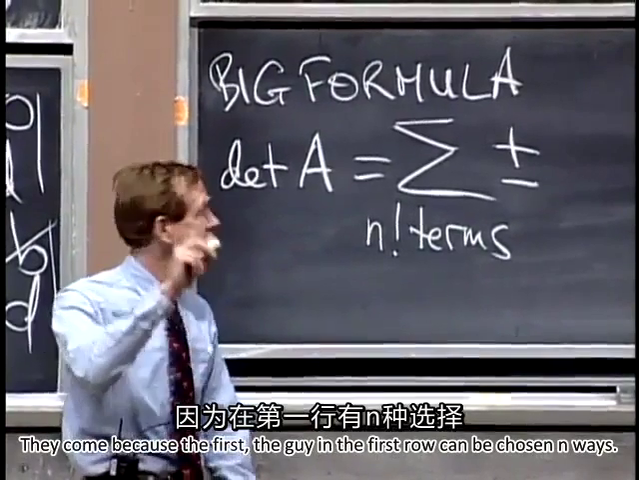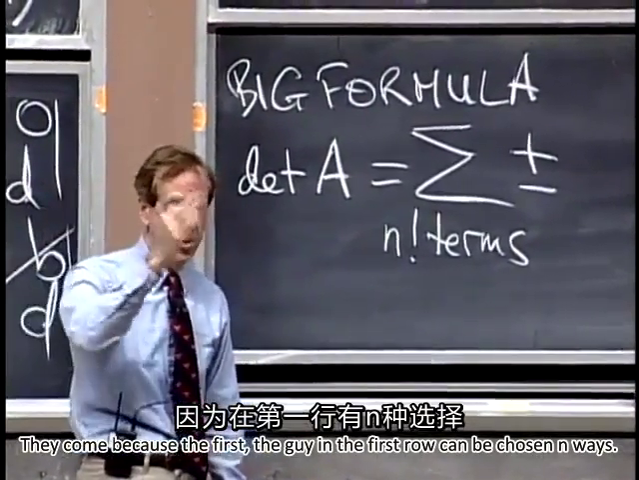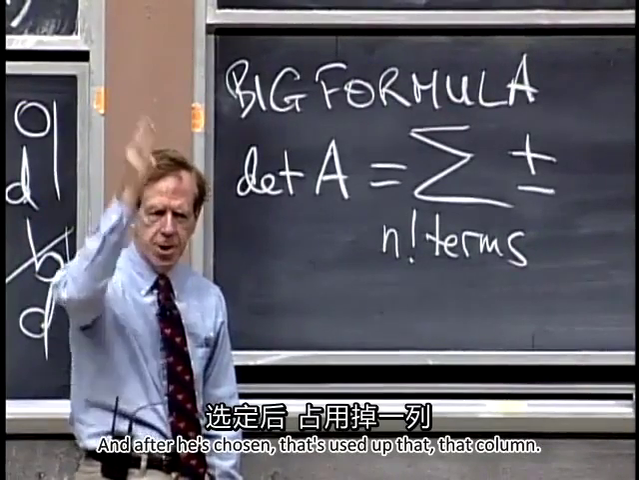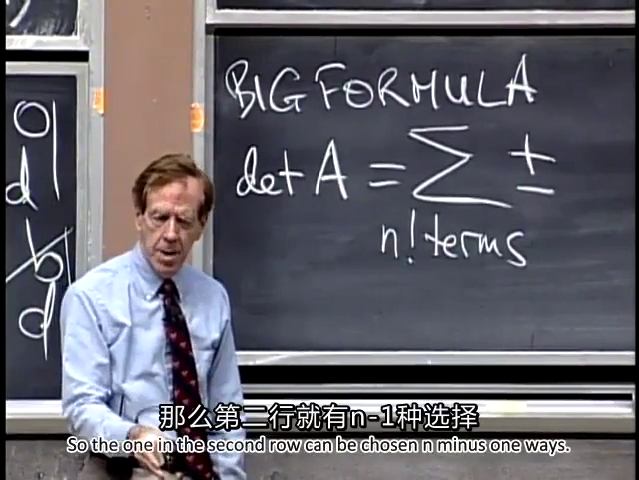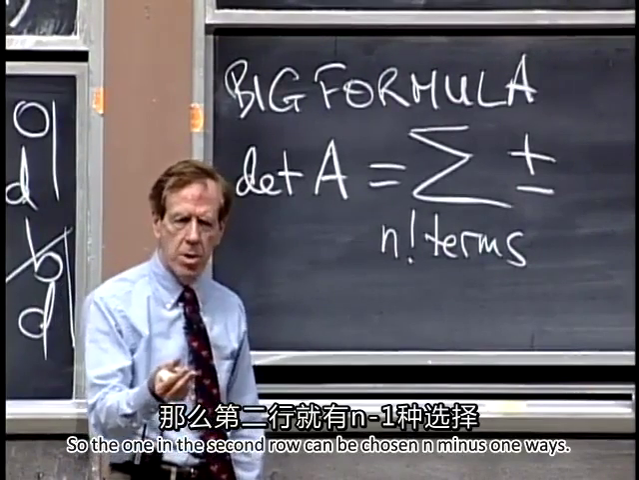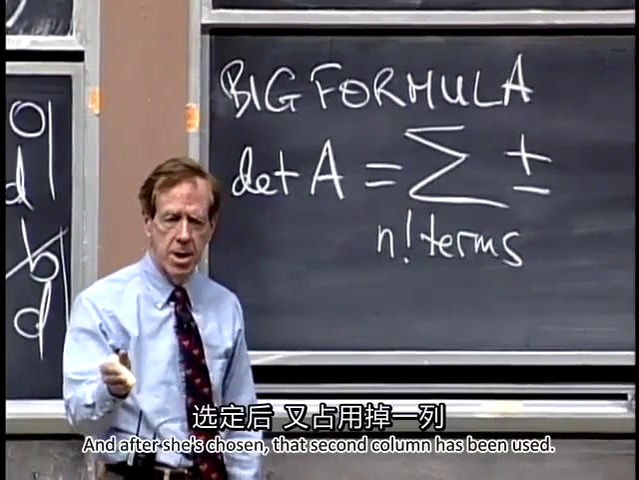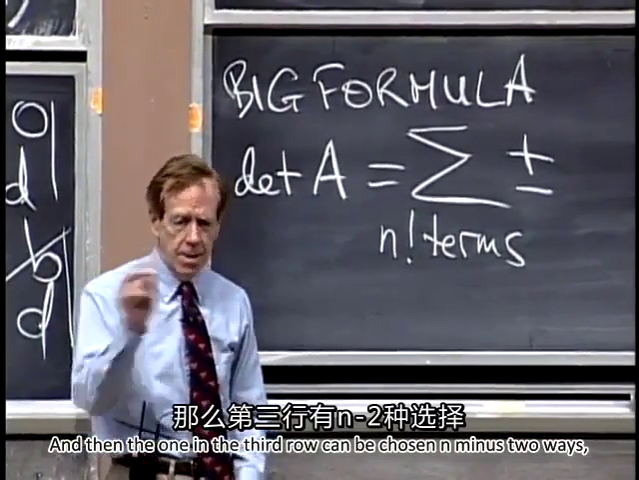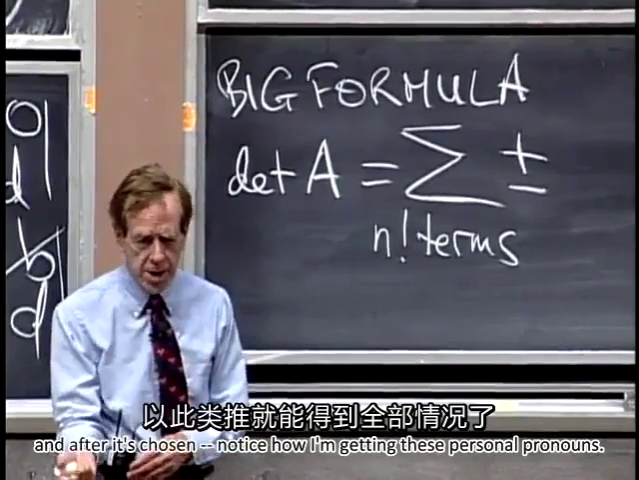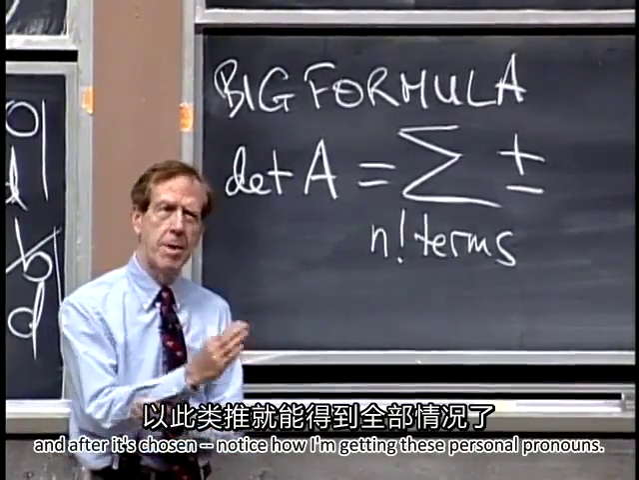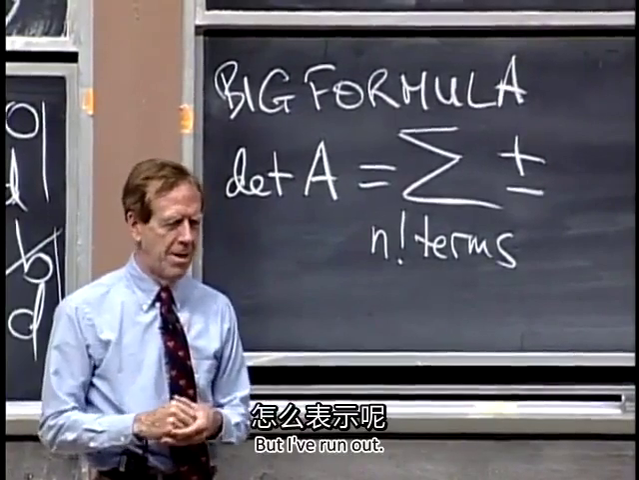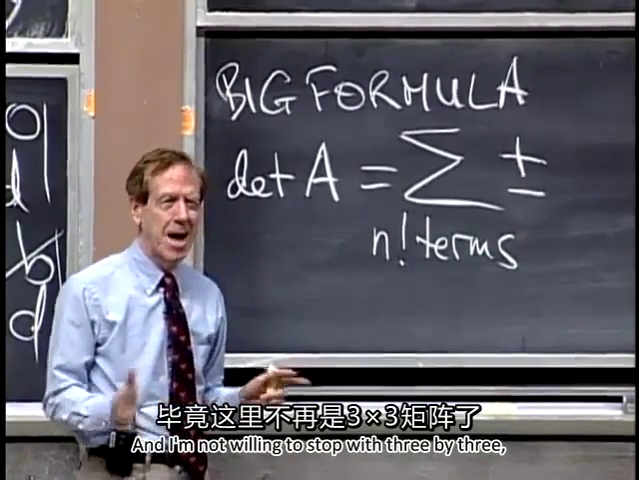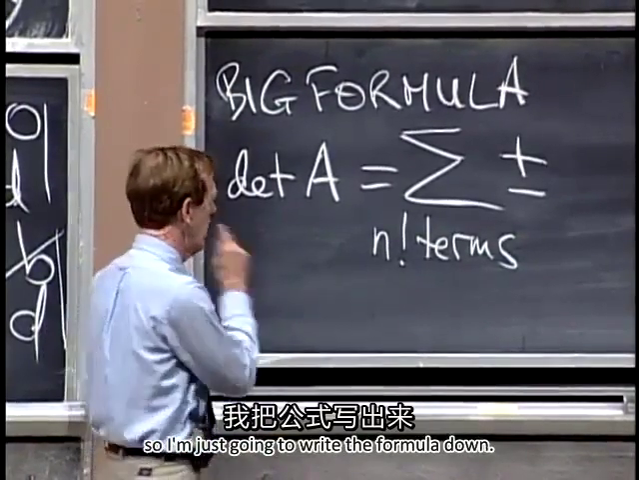They come because the guy in the first row can be chosen n ways. And after he's chosen, that's used up that column. So the one in the second row can be chosen n minus 1 ways. And after she's chosen, that second column has been used. And then the one in the third row can be chosen n minus 2 ways, and after it's chosen, notice how I'm getting these personal pronouns. But I've run out. And I'm not willing to stop with 3x3, so I'm just going to write the formula down.